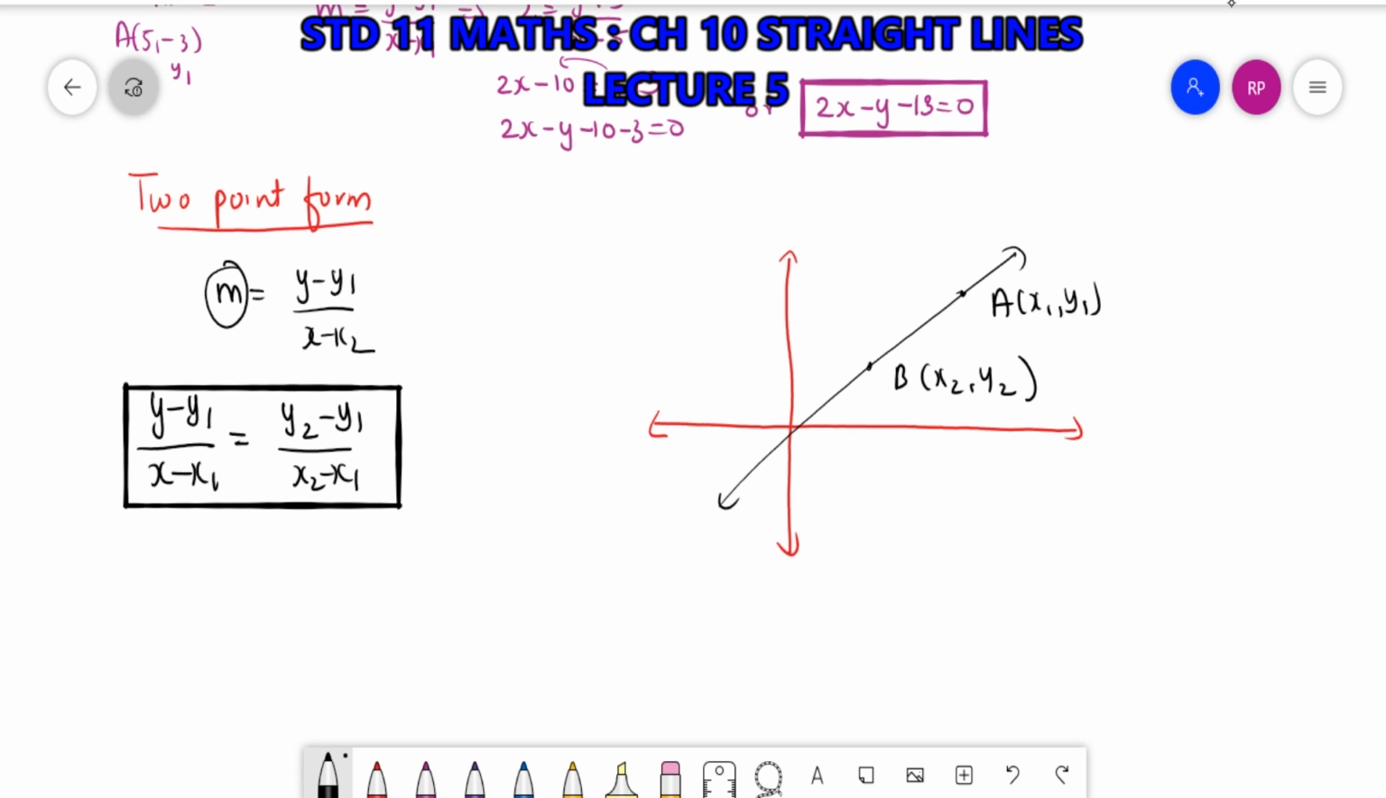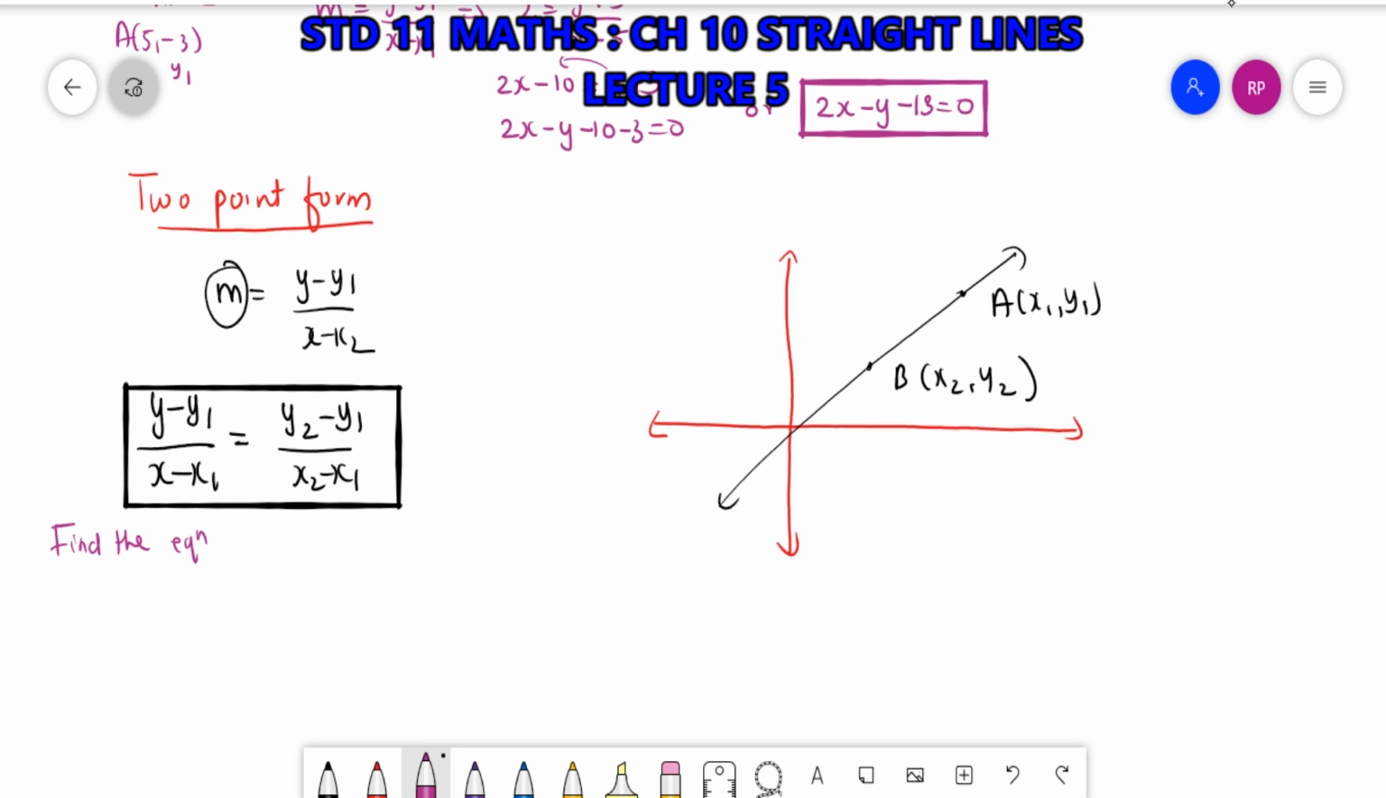Okay, the equation of a line in two-point form means when two points are given, you have to use this formula: (y minus y1) upon (x minus x1) equal to (y2 minus y1) upon (x2 minus x1). Remember, any one of the points you can take as (x1, y1) and the other one will be (x2, y2). Okay, you can also take point B as (x1, y1) and A as (x2, y2). Here, let's take an example.